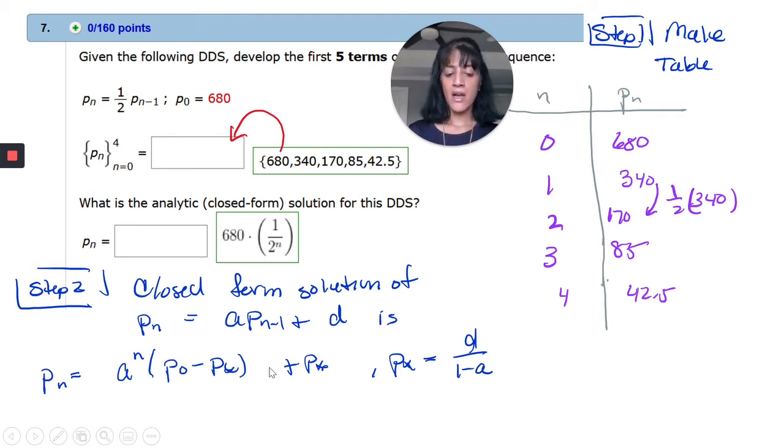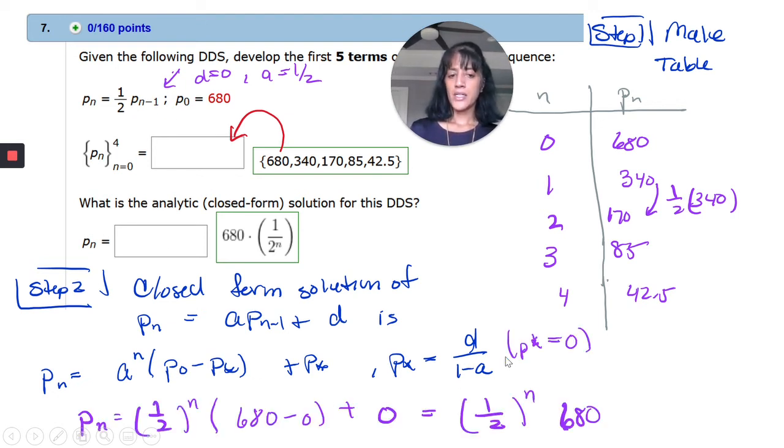But in this case, d is 0 because there's nothing added up here. So if I look at this general form, d is 0, and a is a half. And P star is 0, therefore, because d is 0, 0 divided by anything is 0, so that's gone. And I plug everything in, and so I simplify. I get 1/2 to the n times 680.